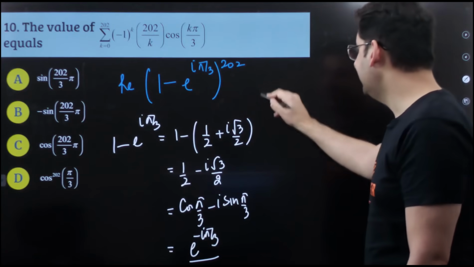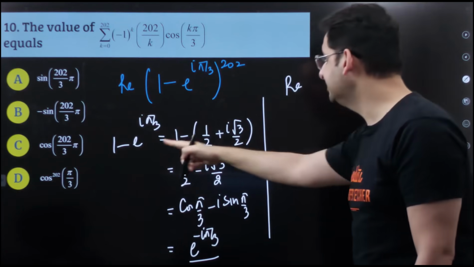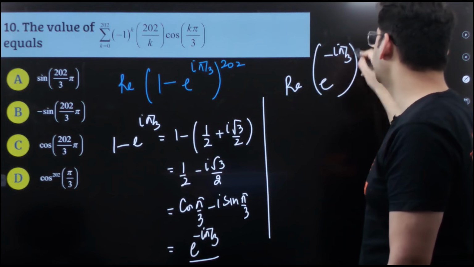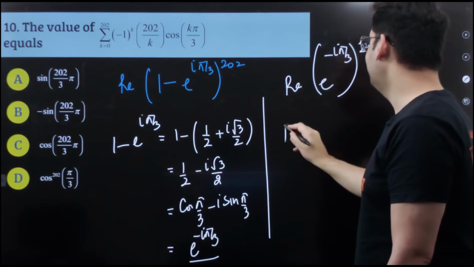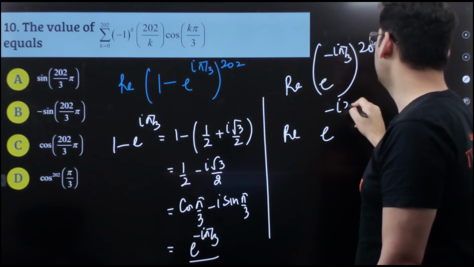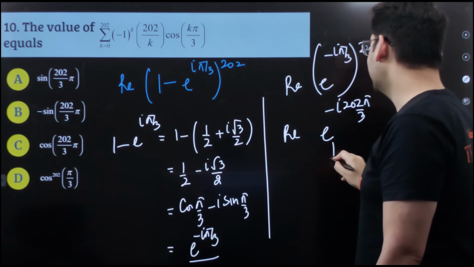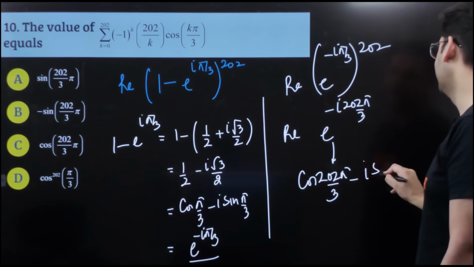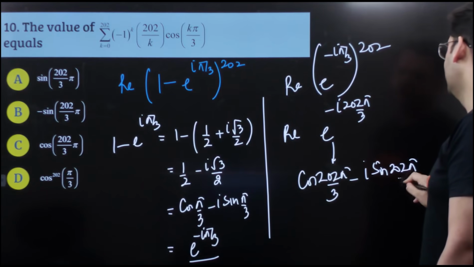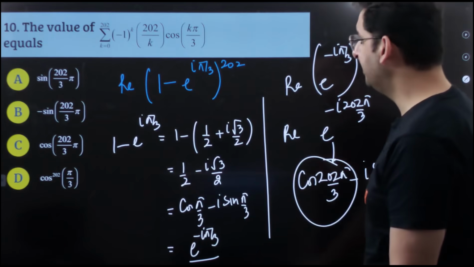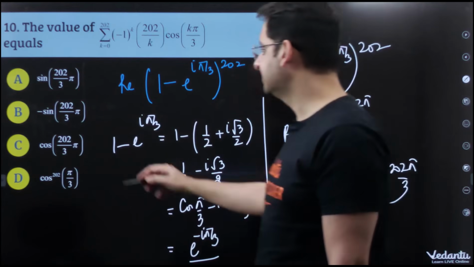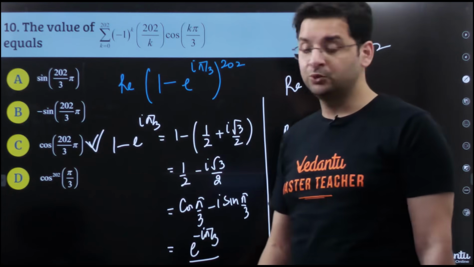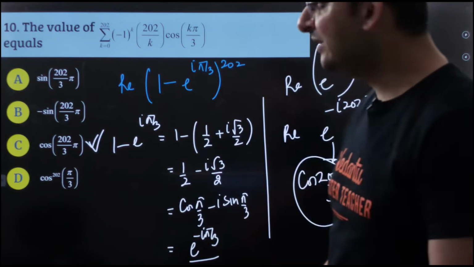So what I need to find is the real part of e to the power minus iota pi by 3 raised to the power 202. So the real part of e to the power minus iota 202 pi by 3. This is actually cos 202 pi by 3 minus iota sine 202 pi by 3. So the real part is clearly cos of 202 pi by 3, which is option C. So C was the correct answer.